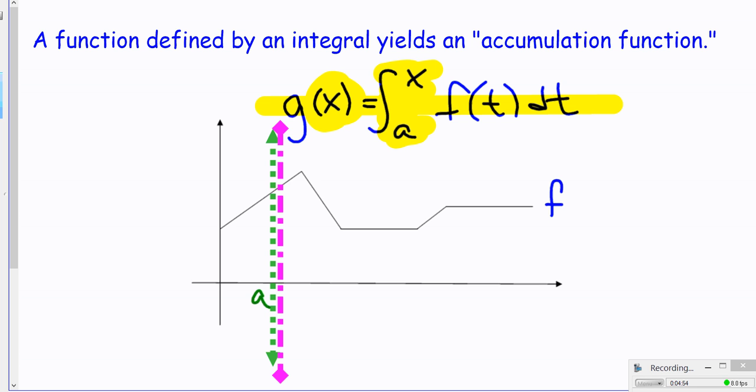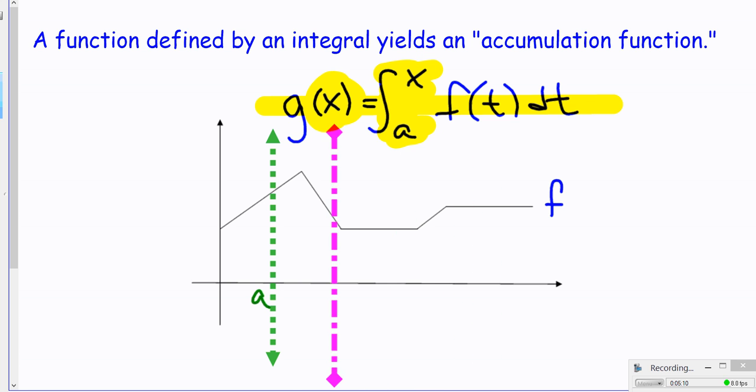So the way I describe this in class is let A be the green line here, and then X is a variable, so it can vary, it can change, and X can take on all these different values as we move this purple line across.